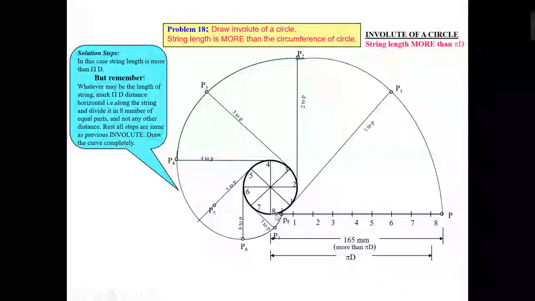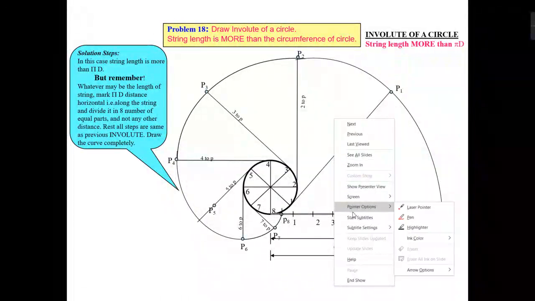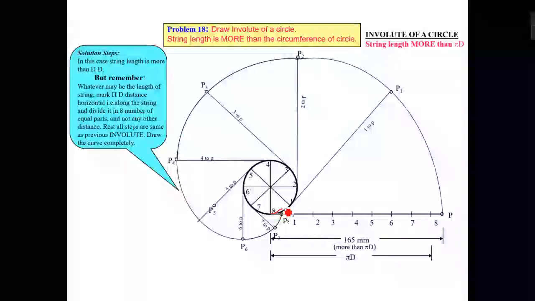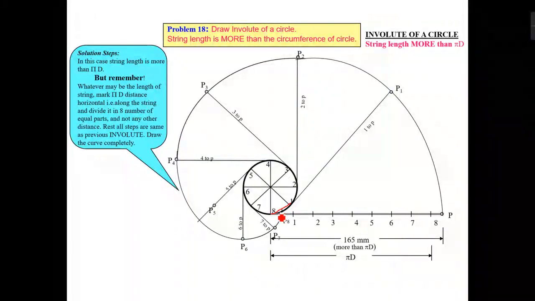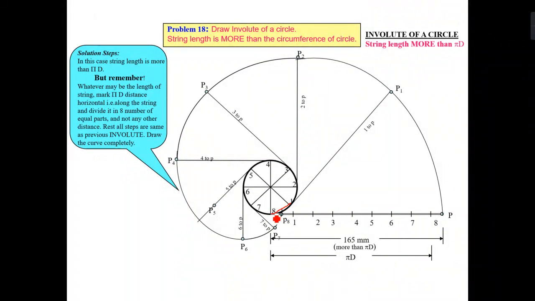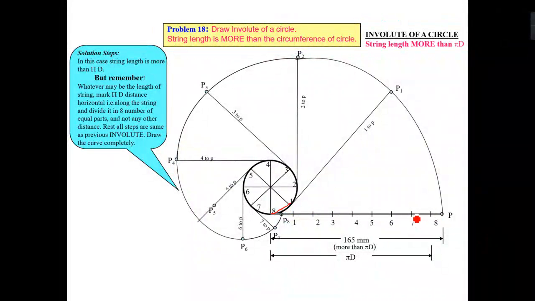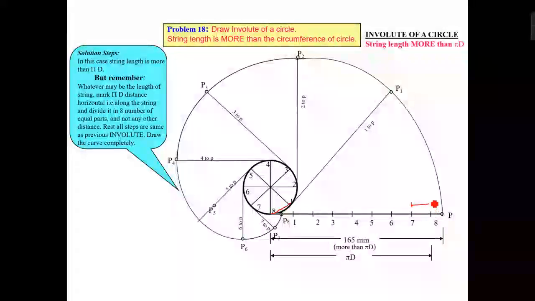So for that, what I will do is draw a chord that will join point 8 and point 1. And suppose this distance is nothing but pi d divided by 8.